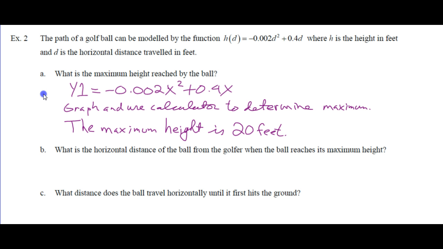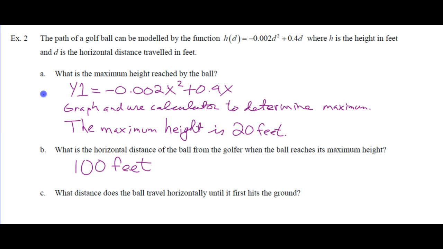Don't forget units, right? Don't forget arrows, right? We want arrows on the graph, we want units. Check that over before you hand it in, right? If you walk up, hand it in, and you've lost like 2 marks because of arrows and units, that's just really kind of sad. Especially when it's like 20 minutes early and you could have just sat down and gone through and checked stuff over. What's the horizontal distance of the ball from the golfer when the ball reaches its maximum height? 100 feet.